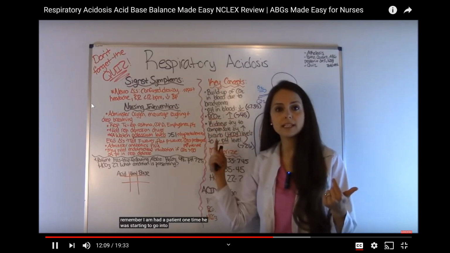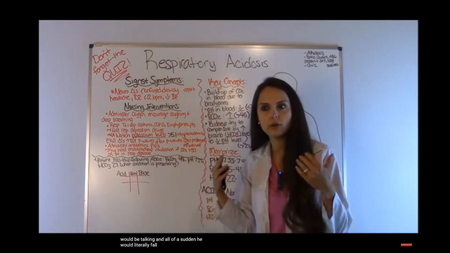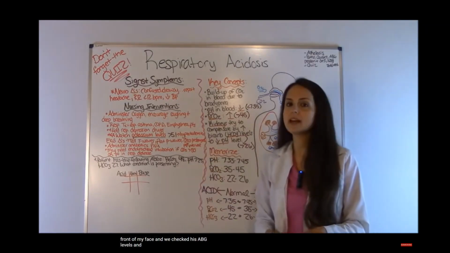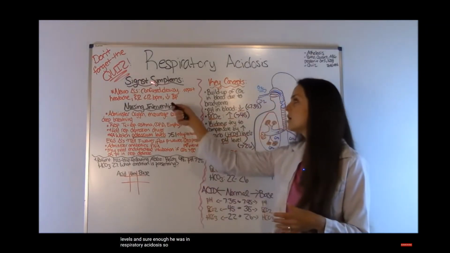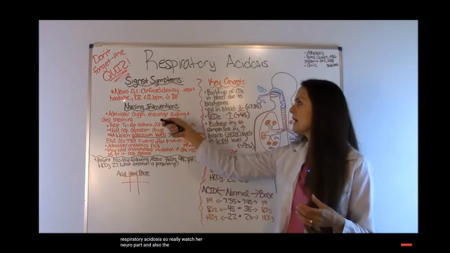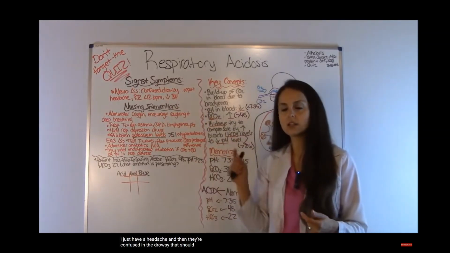I remember I had a patient one time. He was starting to go into this, and we would be talking, and all of a sudden he would literally fall asleep right in front of my face. And we checked his ABG levels, and sure enough, he was in respiratory acidosis. So really watch your neuro part. Also, the patient may say, I just have a headache, and then they're confused and they're drowsy. That should send a red flag too.